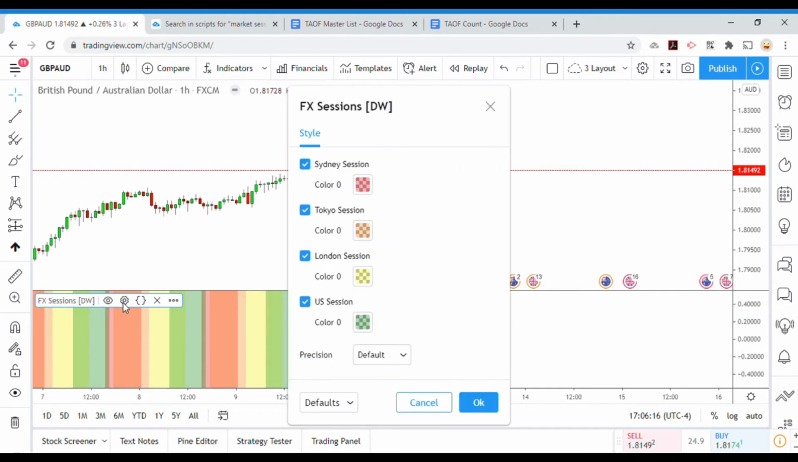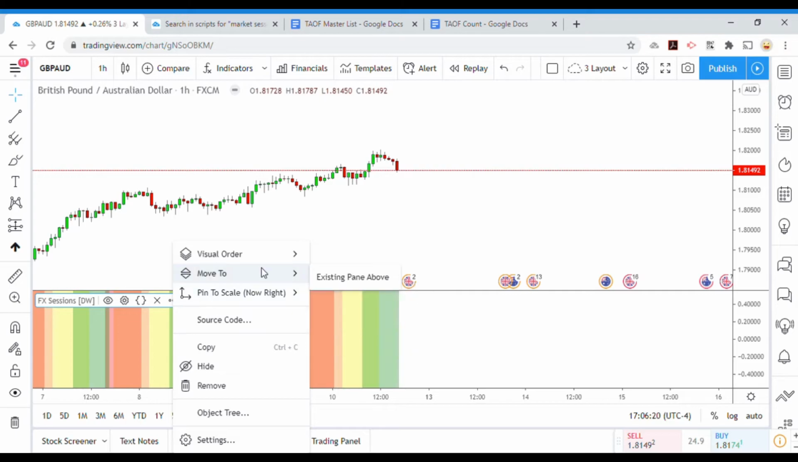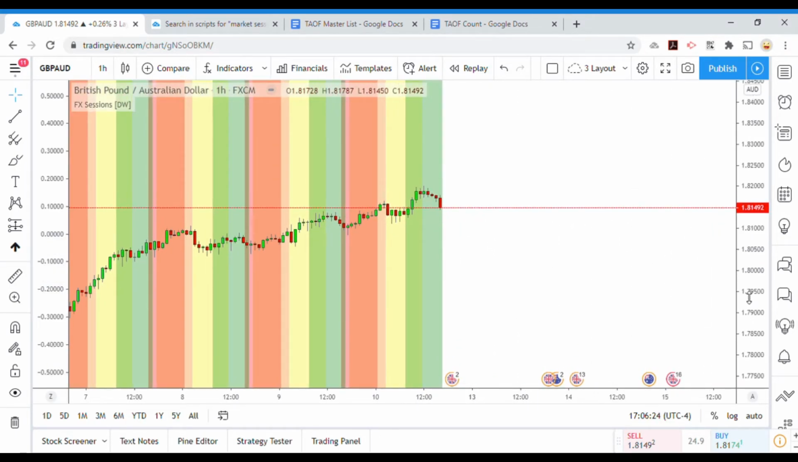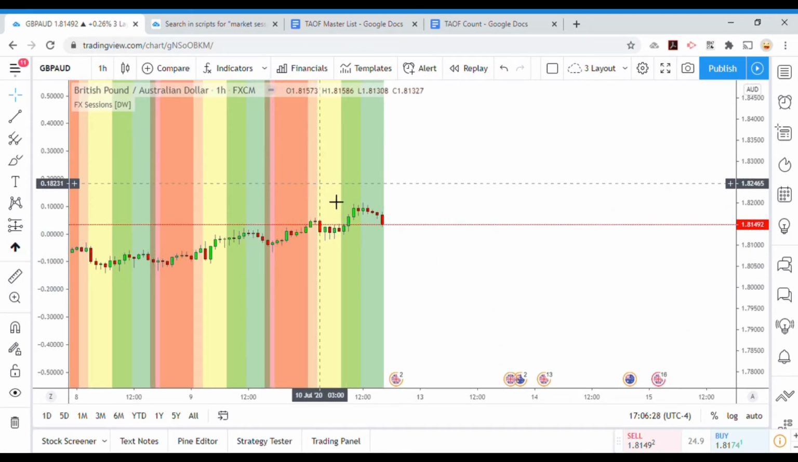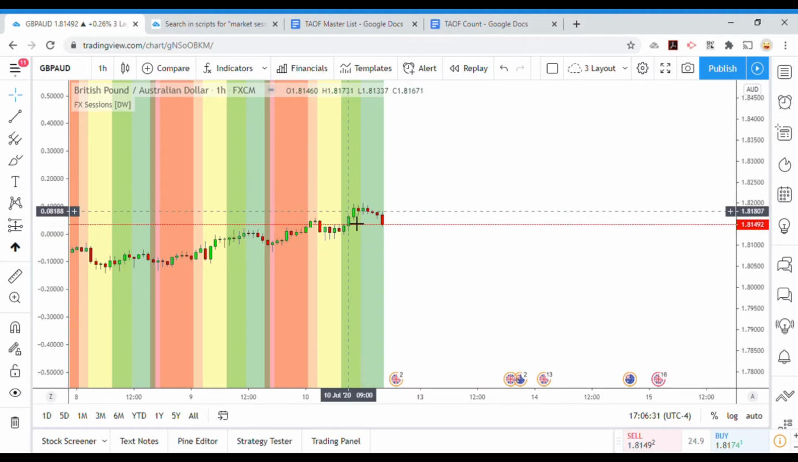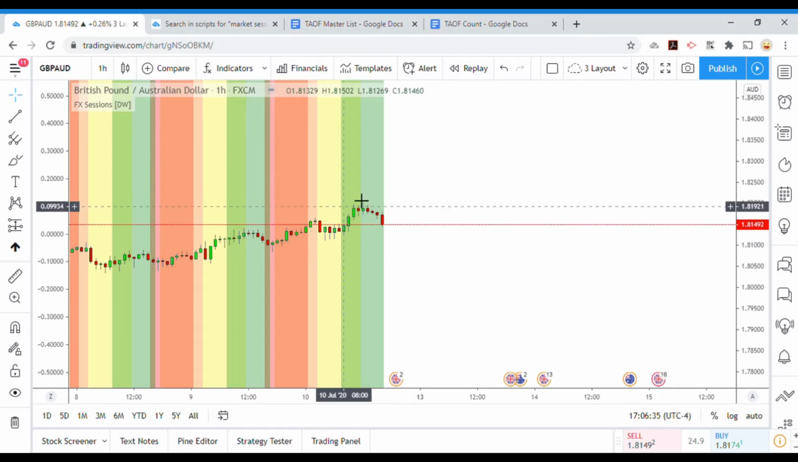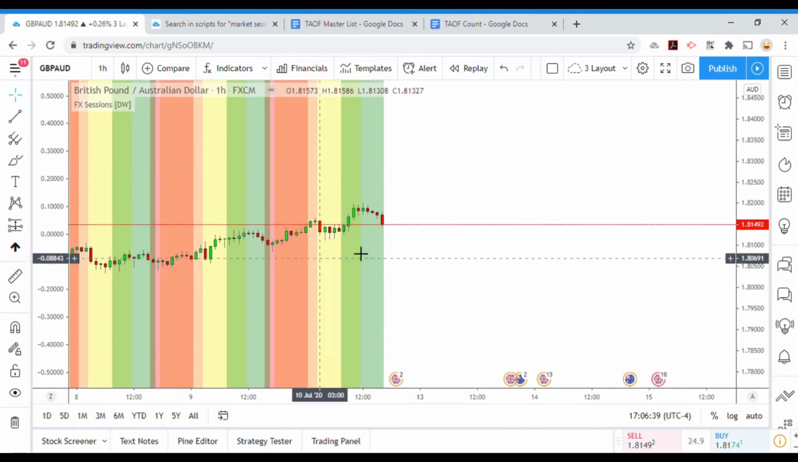Now, what I like to do is go in here and move this to the existing pane above. So now we have the market sessions on top of the candlesticks and the price action. Makes it a little bit easier to see where momentum or different trades took place.